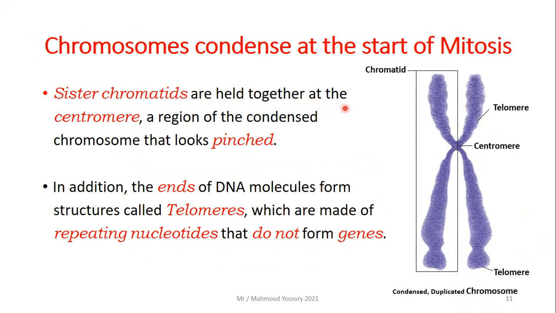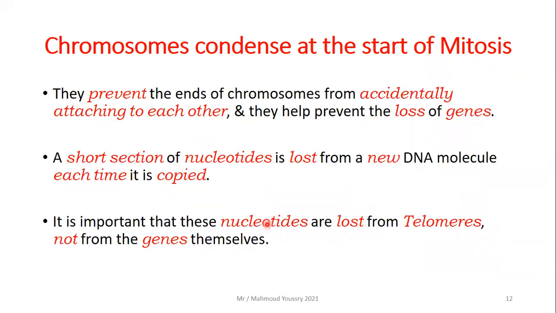Sister chromatids are held together at the centromere, a region of the condensed chromosome that looks pinched. So both sister chromatids are linked or held together at this part. In addition, the ends of the DNA molecules form structures called telomeres, which are made of repeating nucleotides that do not form genes. These are the edges of each chromatid.